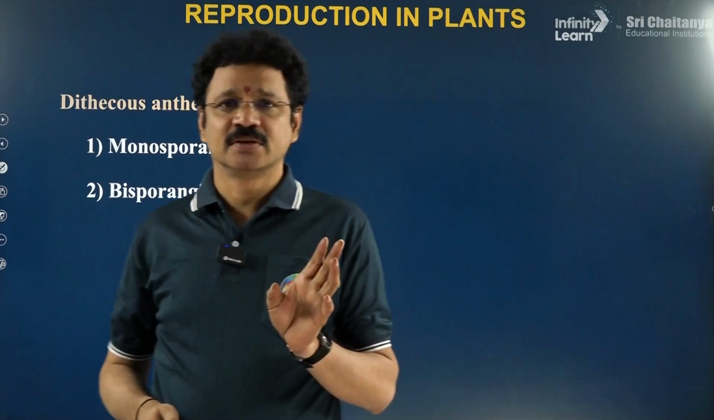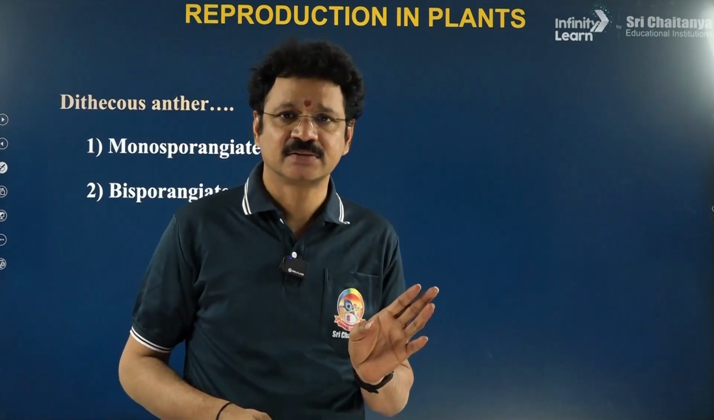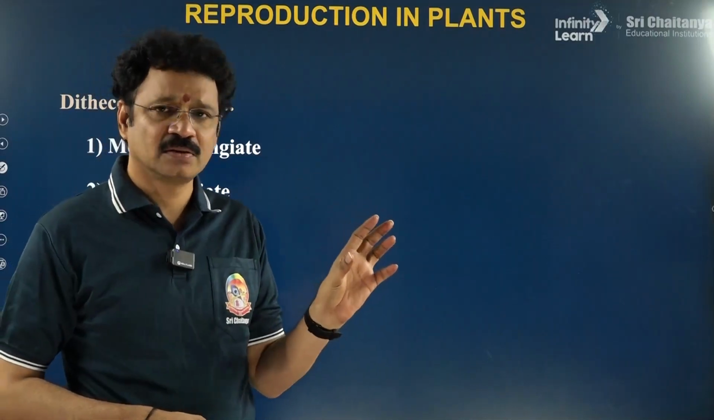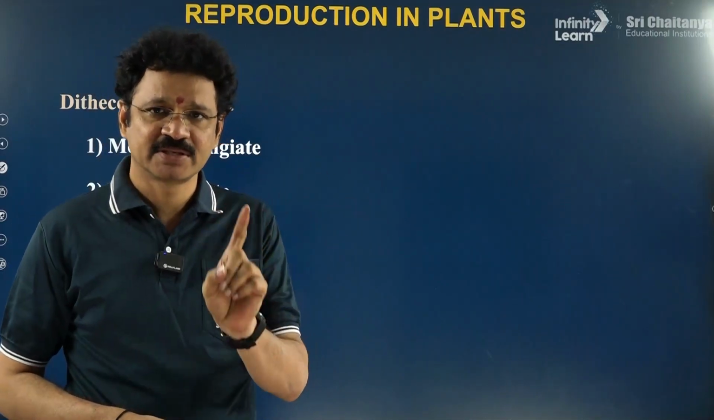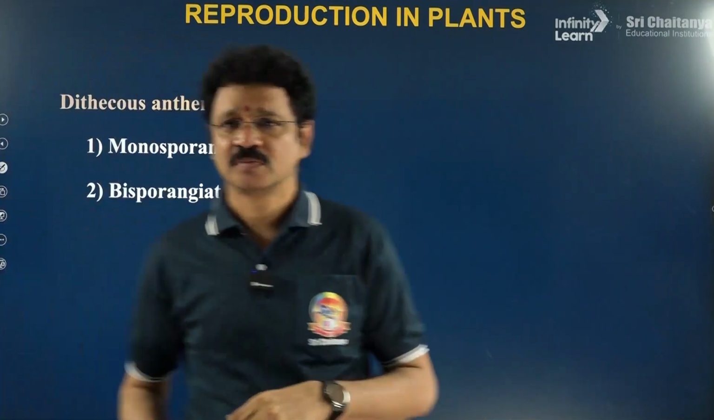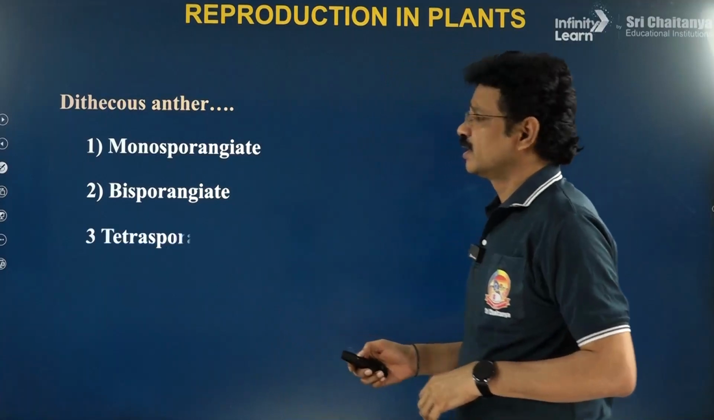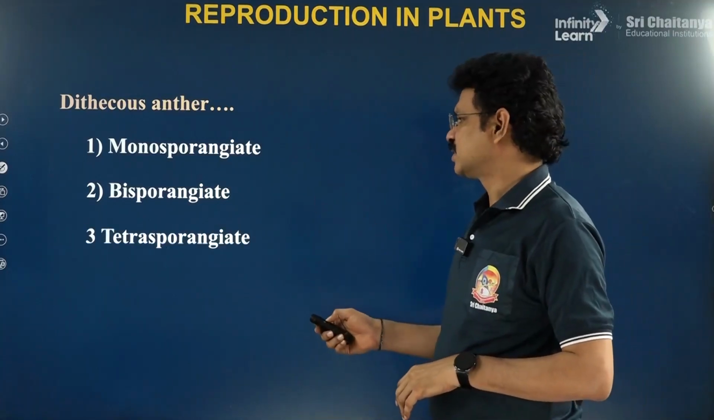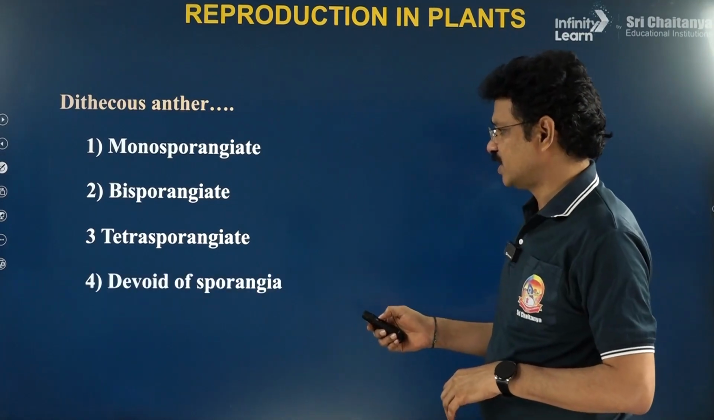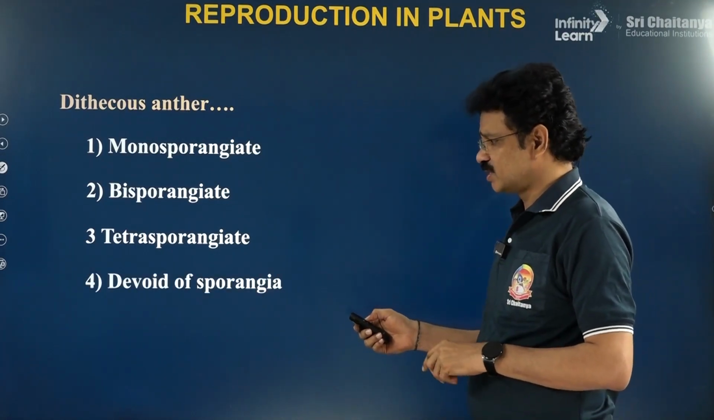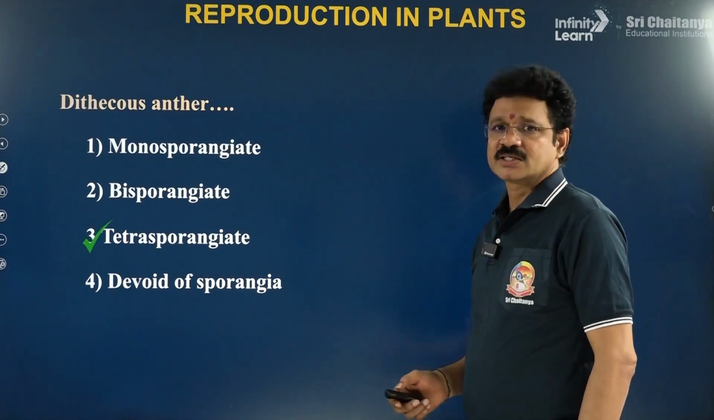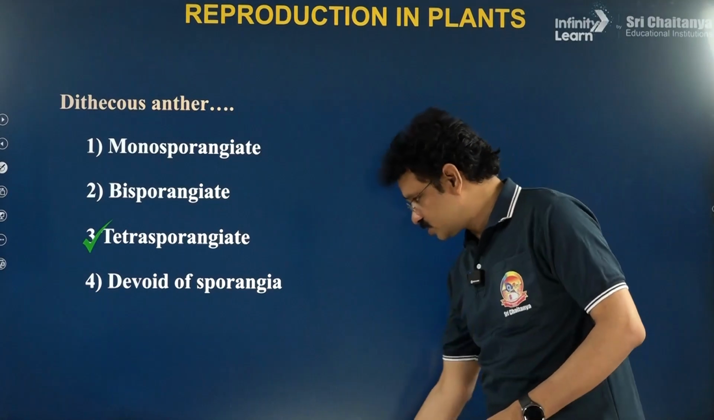In the majority of dicots, the majority of flowering plants, anther is dithecous. In very few members like malvaceous members, for example the hibiscus plant, anther is monothecous. Here, read the question. Dithecous anther is: option 1 monosporangiate, second option bisporangiate, third option tetrasporangiate, last one devoid of sporangia. What is the correct answer? Tetrasporangiate. What is the meaning of tetrasporangiate anther?